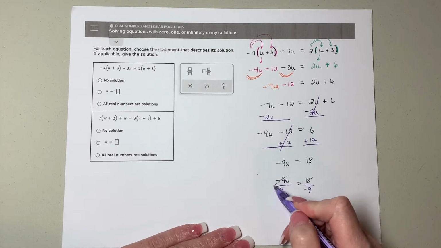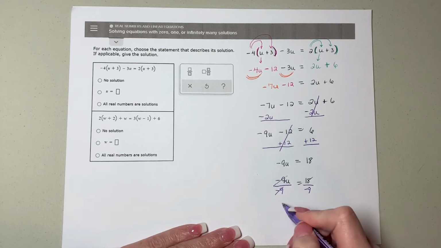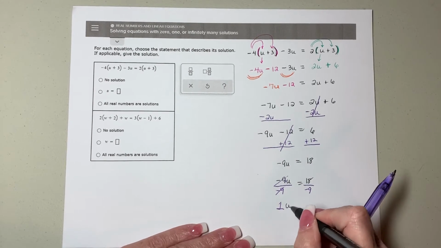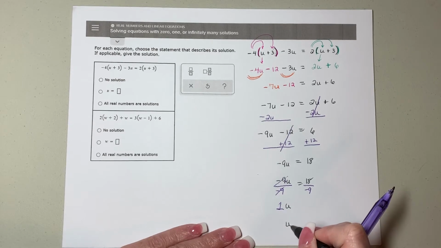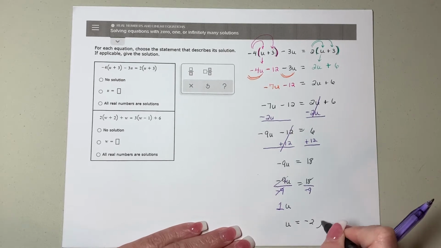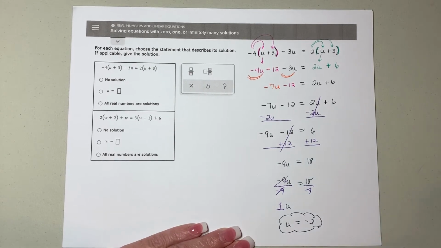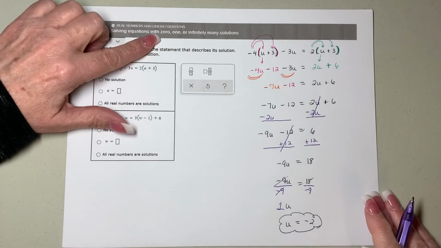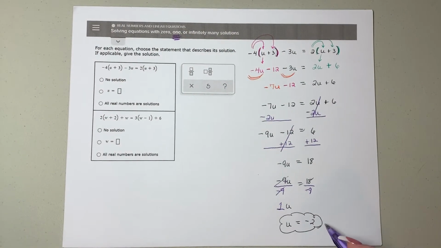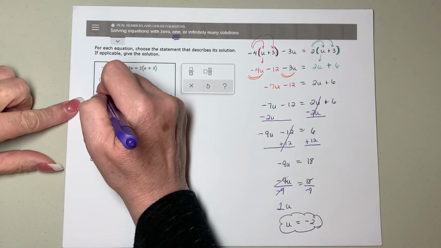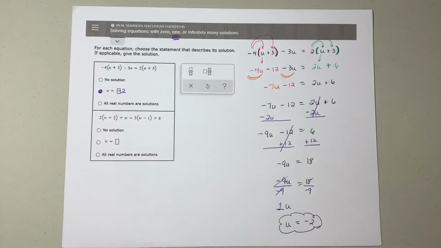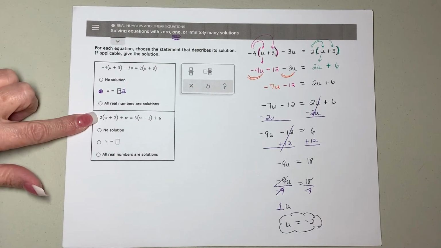Now over here, a negative 9 divided by a negative 9 technically makes this a 1u, but 1 times u is just u. And then over here, 18 divided by negative 9 is a negative 2. So this is an example of solving equations with 0, 1, I got one answer. u equals negative 2. So I'm going to come up here, click on this box in Alex, and type in a negative 2. But then I got this second equation here.